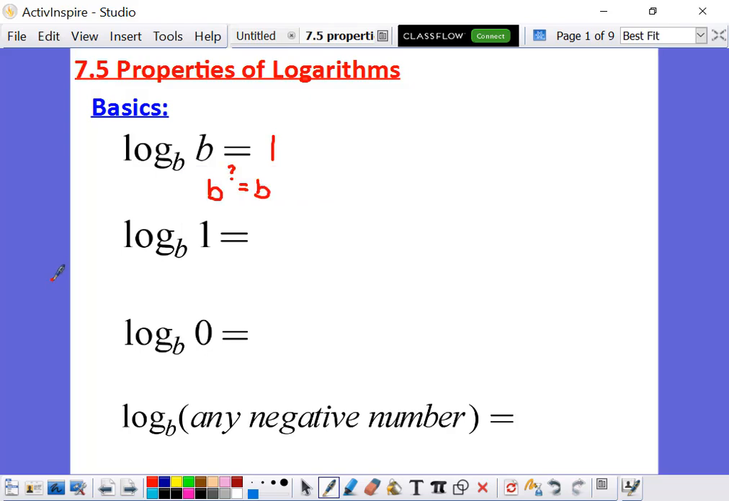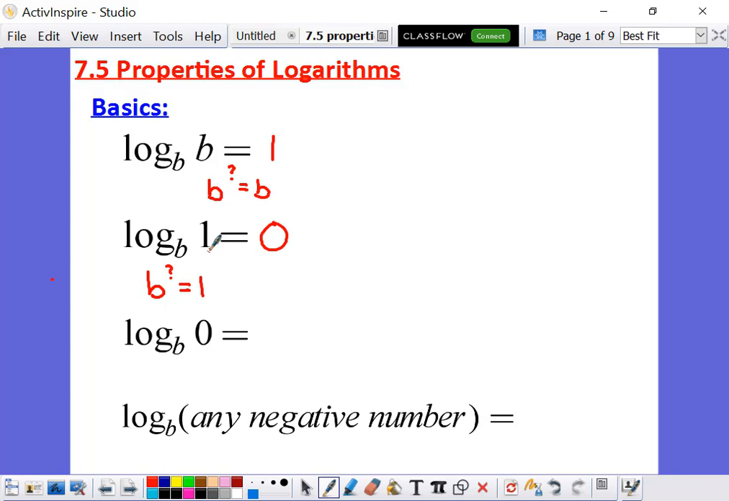Okay. Now the next problem, log base b of 1 equals what? This is asking us to take b to a certain power, and what power makes that equal to 1? Well, there's only one exponent that makes any number turn into 1, and that is the 0th power. So anytime you take the log base b of 1, and this base can be any number, it's always going to equal 0. Okay, basic properties, two of them right there. Log base b of b equals 1. Log base b of 1 equals 0.